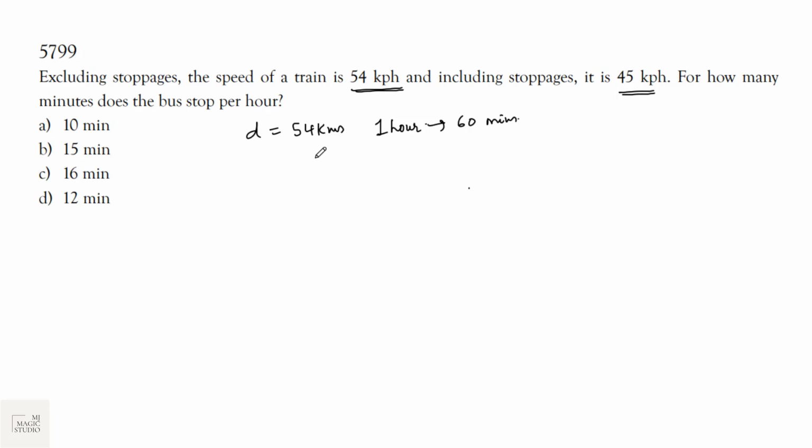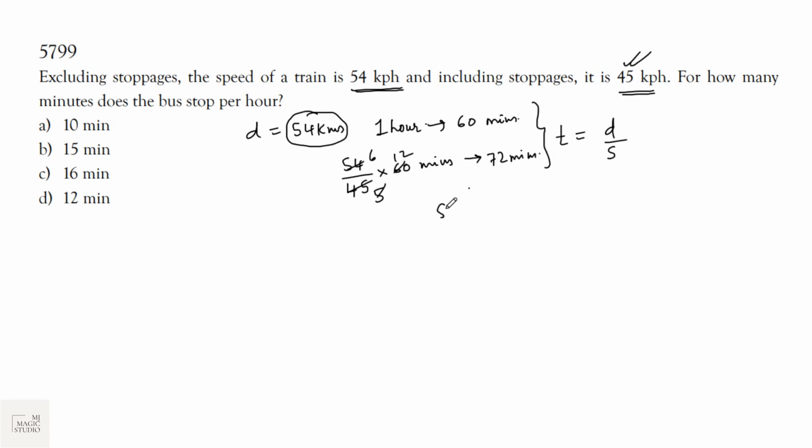To travel at a speed of 45 km per hour, time taken would be 54 by 45 into 60 minutes, if we are calculating in minutes. What is the formula for time? Time is distance by speed. Distance here we need to travel is 54 km at a new speed of 45 km per hour. So 9 5 times and 9 6, this goes 72 minutes. Now it is quite evident that stoppage time is 72 minus 60, that is 12 minutes.